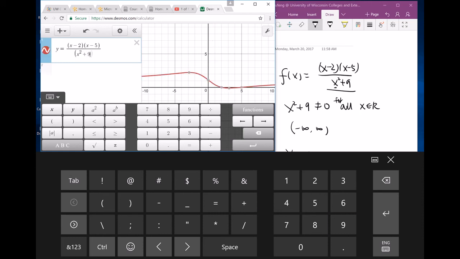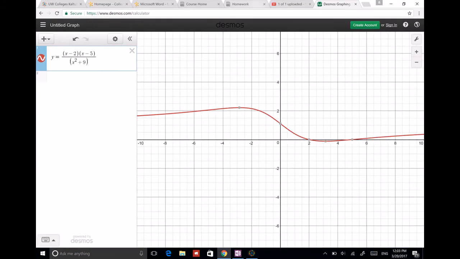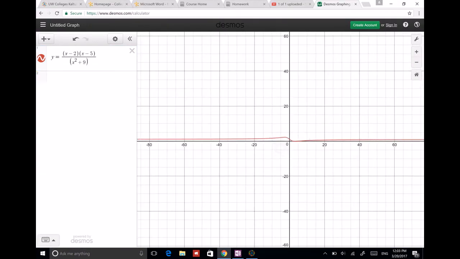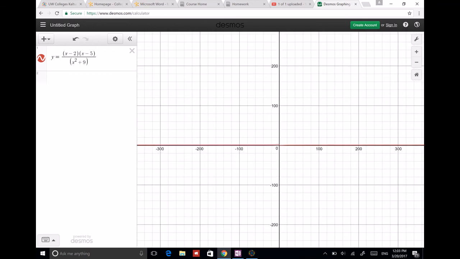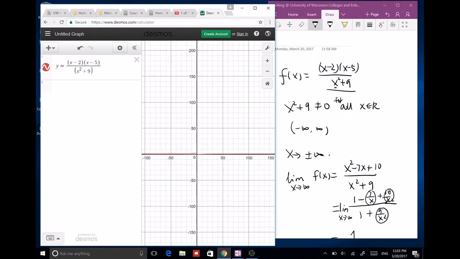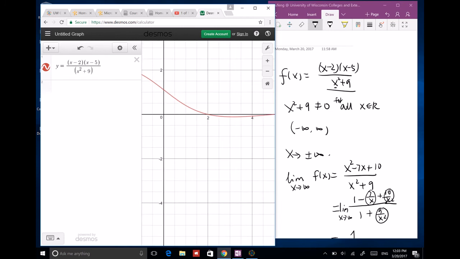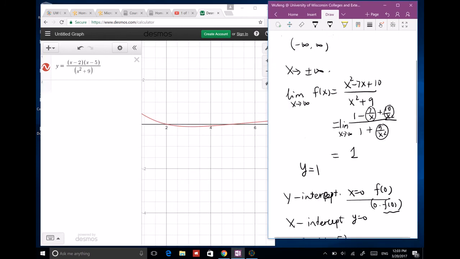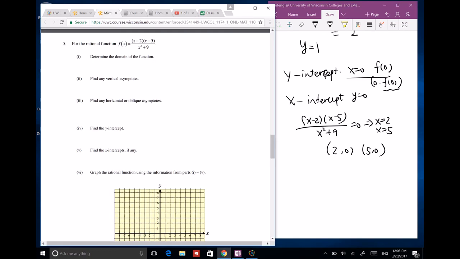Okay, so you graph it pretty much like this. You can make it bigger or smaller. You can see the horizontal asymptote is y equals 1, right? You can use the graphing calculator to verify your answer. Once you graph it by yourself, you can see the x-intercepts are 2 and 5. You can use several points to graph it.